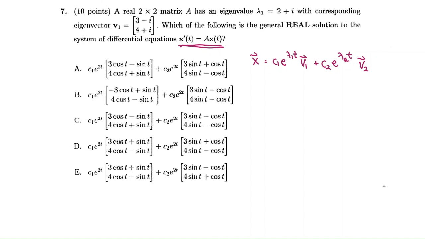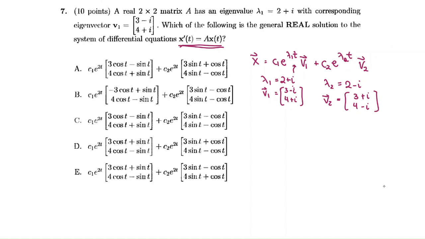So this means that, okay, for this problem, we know that lambda 1 is equal to 2 plus i, and v1 is equal to (3 minus i, 4 plus i). A property of having complex eigenvalues is that your other eigenvalue is going to be the complex conjugate of your first one, and the same thing with your other eigenvector. So your second eigenvector is going to be (3 plus i, 4 minus i).